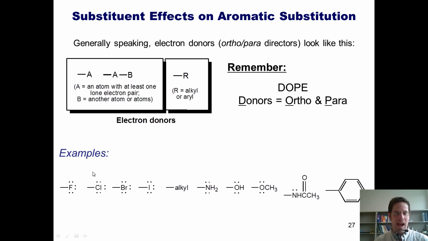The halogens have lone pair electrons on them, and they do direct things to the ortho and para positions with respect to the halogen. One thing I should point out is that these type of ortho-para directors are very, very weak, because although they do donate by resonance, they do withdraw by electronegativity. Thus, these are often referred to as deactivating ortho-para directors. The others over here are all very, very solid ortho-para directors.